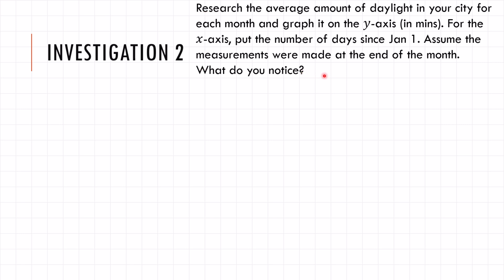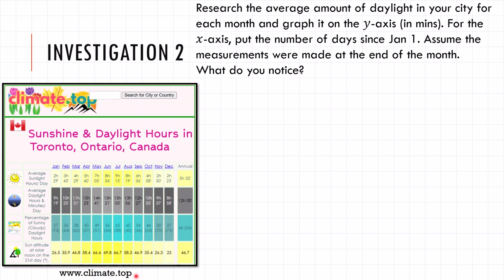Well, if you had some trouble finding that information, you can always use the data that I've collected. When I looked this up, I went to a website called climate.top. On that website, I was able to find the amount of sunshine, but I don't really care about sunshine. I care more about daylight. The difference is sunlight might be affected by clouds that cover up the sun, but daylight just tells you for how long the sun was actually out.